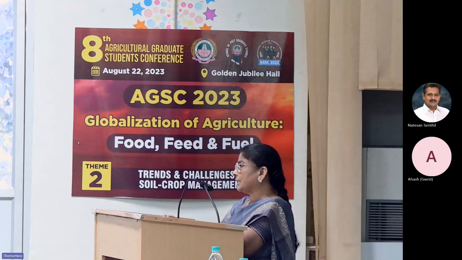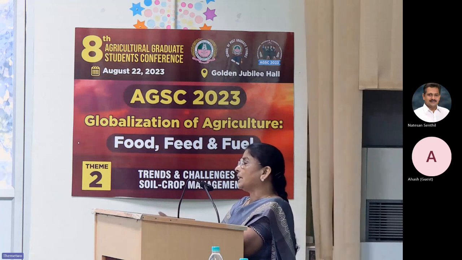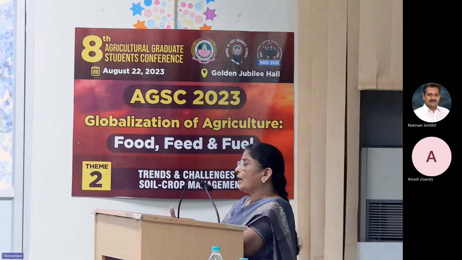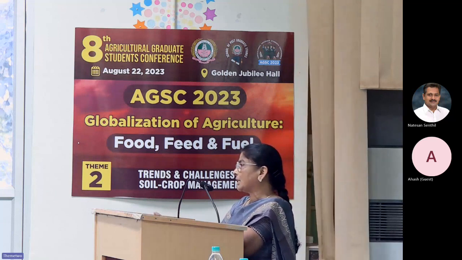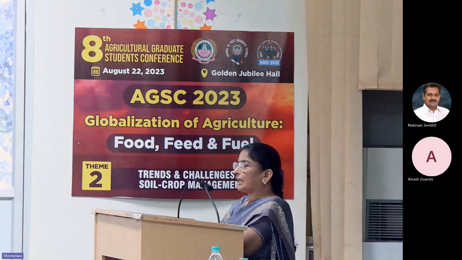But in the inauguration meeting, our vice chancellor pointed out that our food production should increase by more than 70% by 2050. So as soil and crop management students and scholars, what are we going to do? We have to develop the technology, because climate change is the major problem nowadays. So we have to develop the technology for managing the issues caused by climate change.